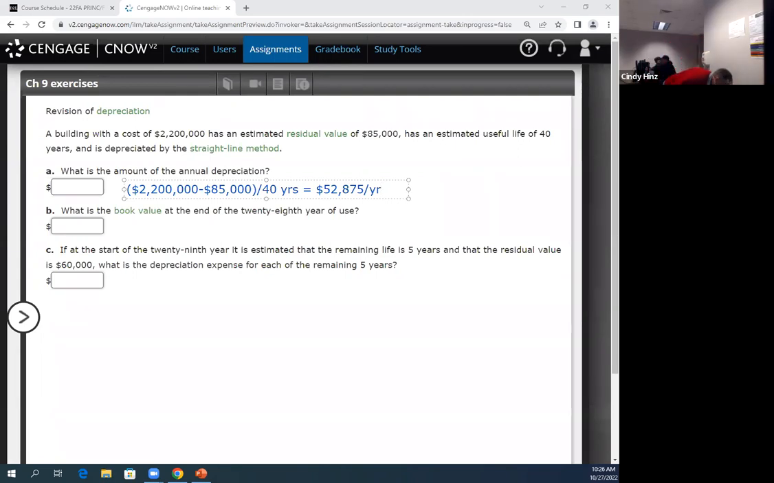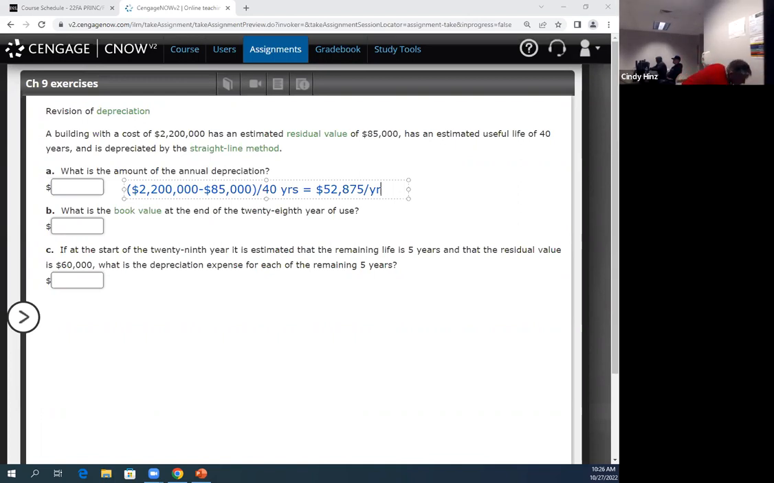Any questions with that calculation? Again, review from last class, how to calculate straight line depreciation. We record the same amount of depreciation every year for 40 years is what we plan anyway when we acquire this asset.